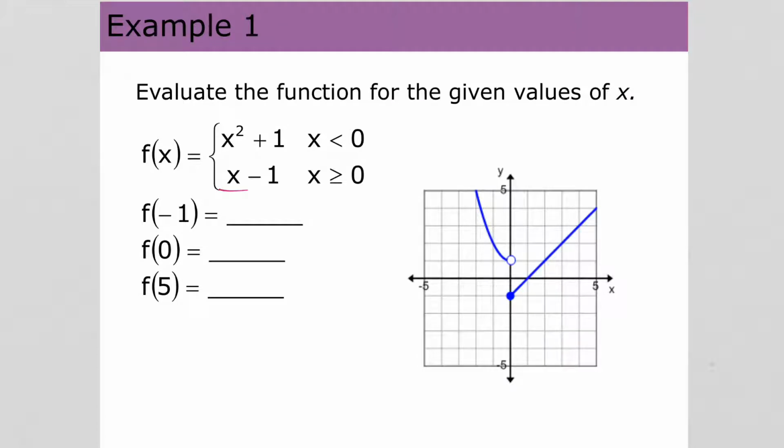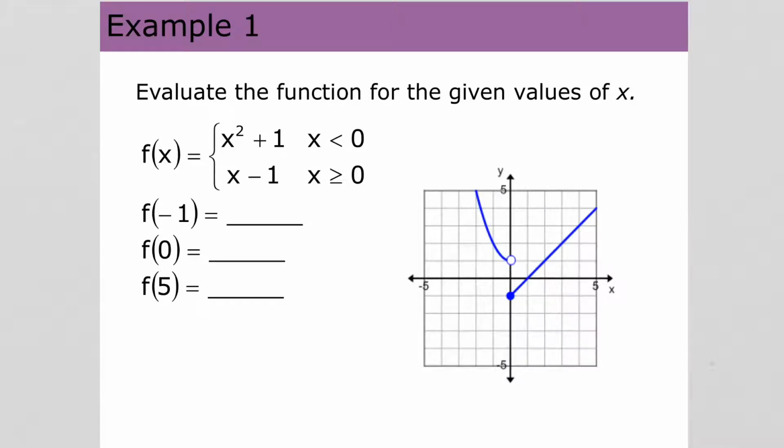The second one, x minus 1, is this line. But it's only defined where x is greater than or equal to 0. So where x is equal to 0 on x minus 1, we have a solid dot, and then it's shaded up to the right over x minus 1 because it's greater than or equal to 0.